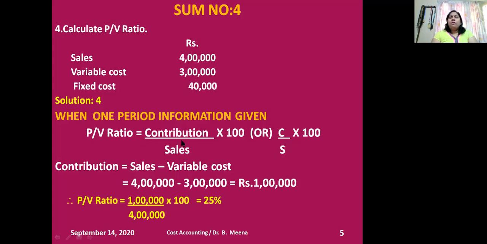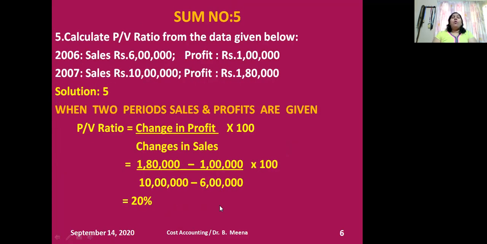PV ratio is always reflected in the form of percentage. That's why we are multiplying by 100. So 1 lakh is my contribution that I calculated here, and sales is given as per the problem, 4 lakh, into 100, that gives 25 percent. We'll move on to the next problem.